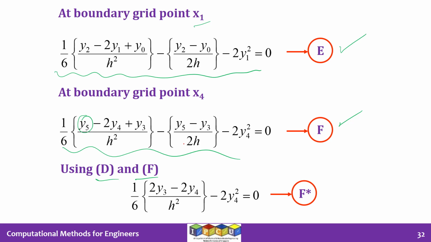So when y5 is equal to y3, this term will drop out. So y5 plus y3 can be written as 2y3 because y5 is equal to y3. So the first term in equation F will become 1 by 6 (2y3 minus 2y4) by h squared minus 2y4 squared is equal to 0. Since equation D has been utilized, we will not consider equation D further because the information incorporated in it has been put into equation F to generate equation F star.